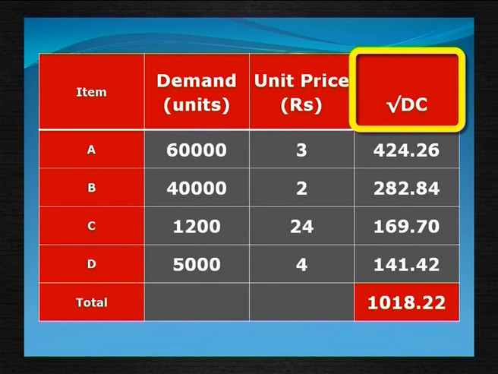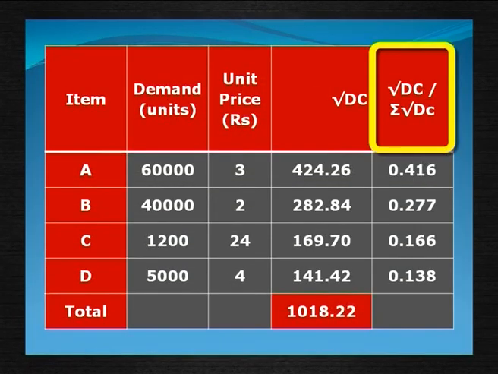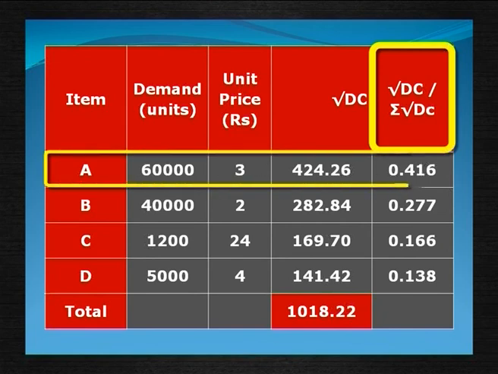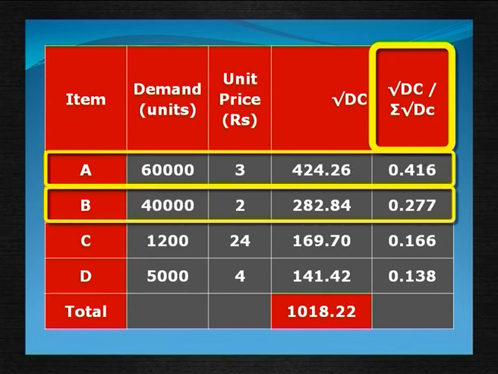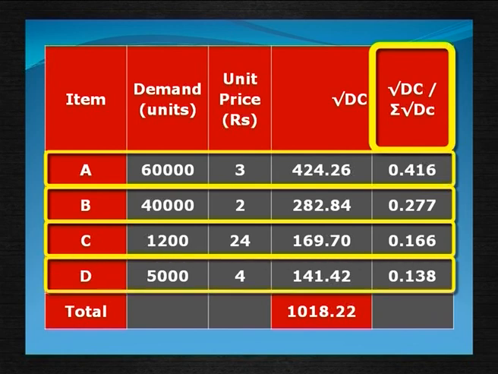Summation of square root DC is equal to 1018.22. Next, we will calculate square root of DC divided by summation of square root DC. So, for item A, we get 0.416. Item B is equal to 0.277. For item C, we get 0.166. And for item D, we get 0.138.